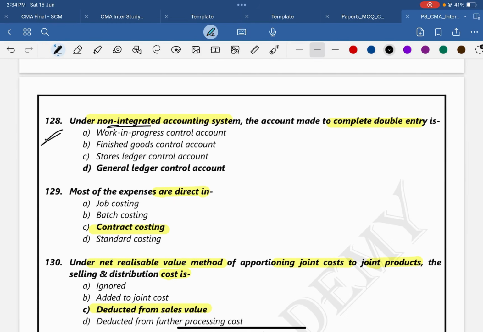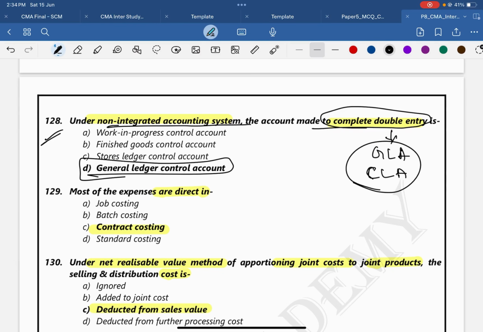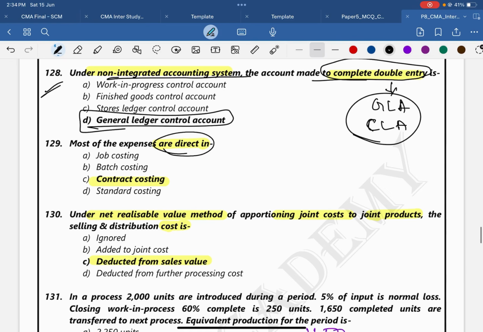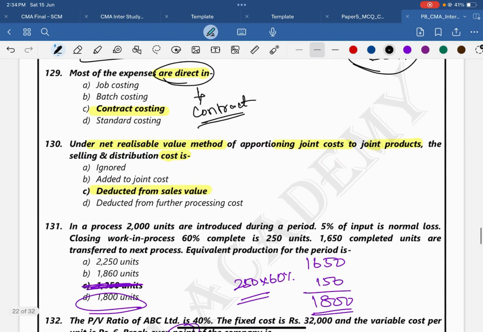128. Under non-integrated system of accounting, the accounts are made to complete the double entry system alone, we will prepare cost ledger control or general ledger control. So these two things, here they have given general ledger control. Most of the expenses are direct in contract costing because it is related to that particular contract. So mostly it will be direct.